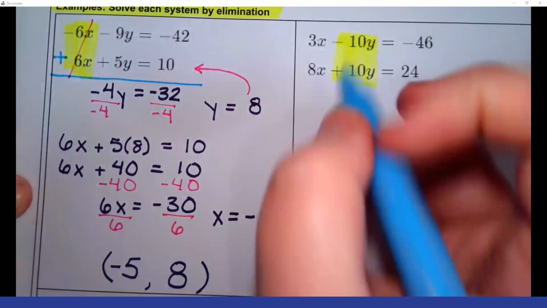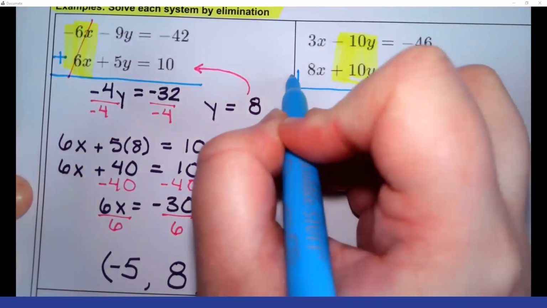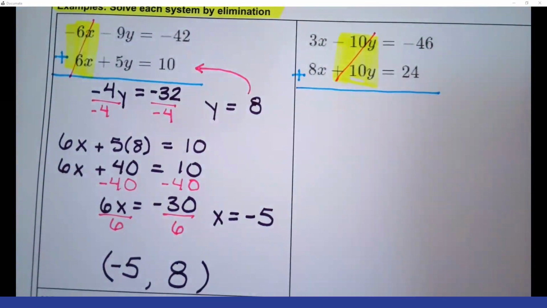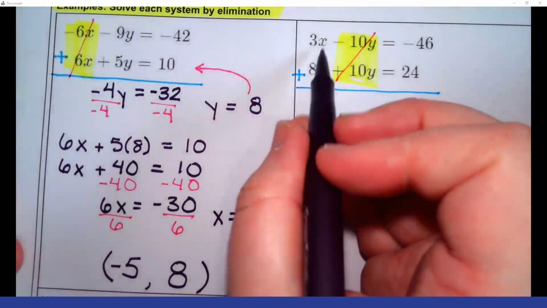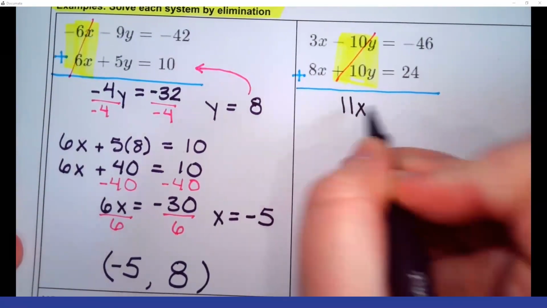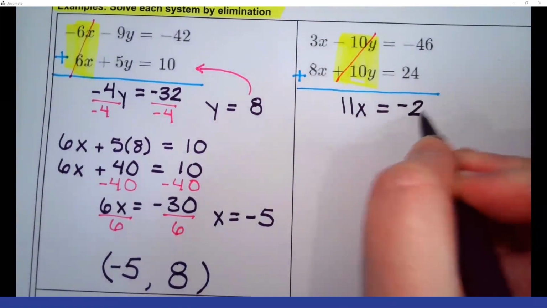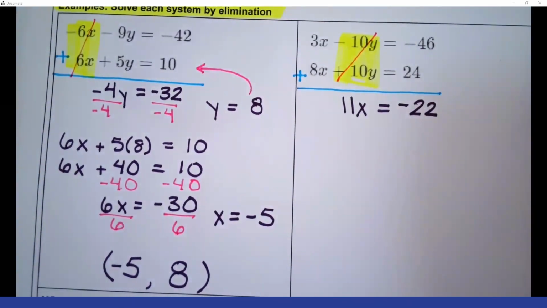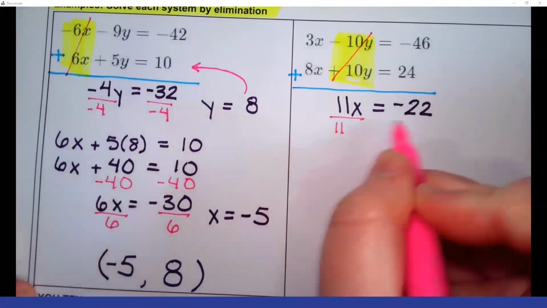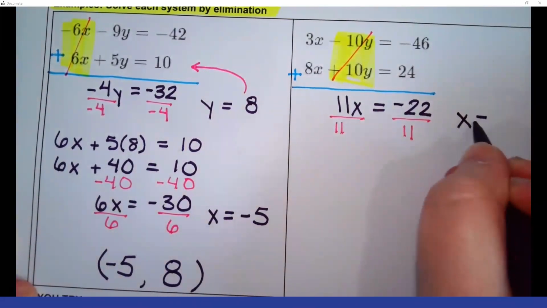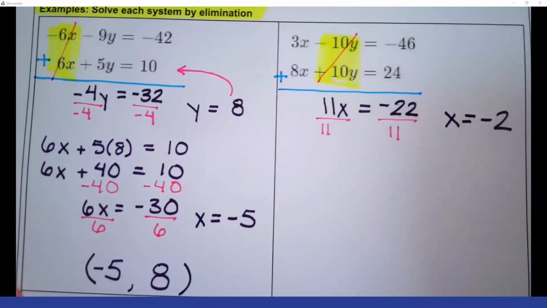So we're going to add them together. The y's will cancel out. 3x plus 8x is 11x. And then negative 46 plus 24 is negative 22. Divide by 11. And we get x is equal to negative 2.